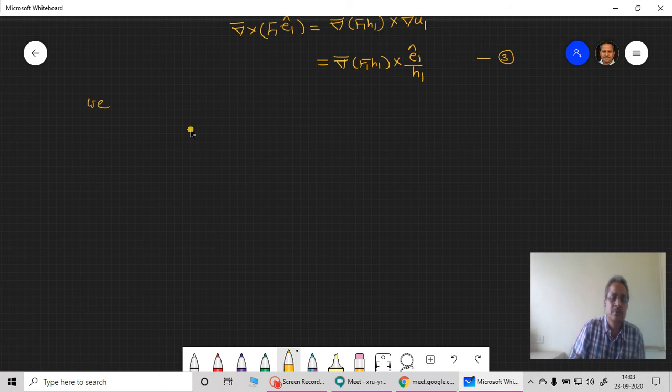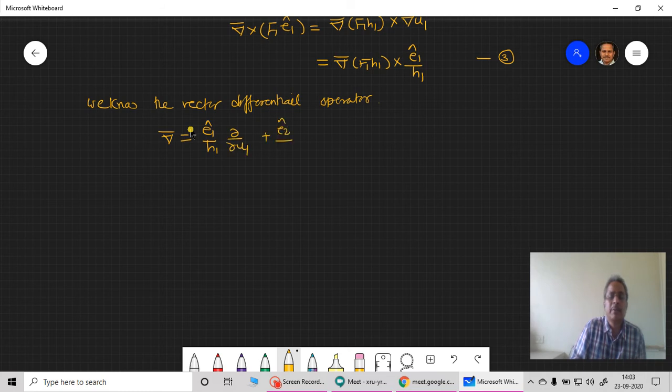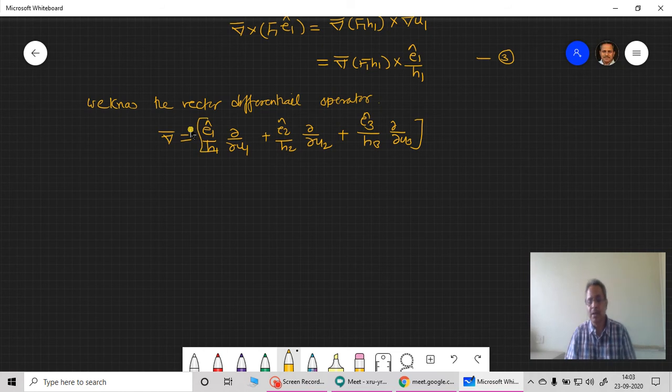Also we know the vector differential operator. What is that operator? We have written it earlier. Del bar is equal to E1 cap upon H1 del upon del U1 plus E2 cap upon H2 into del upon del U2. Very frequently we are writing this, just to make it familiar, I am writing this several times. Plus E3 cap upon H3 into del upon del U3. This is our vector differential operator, which we discussed earlier.